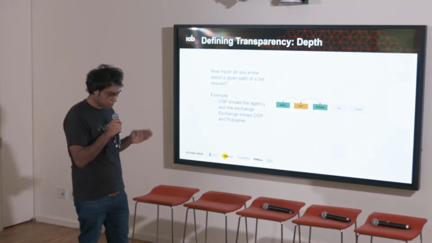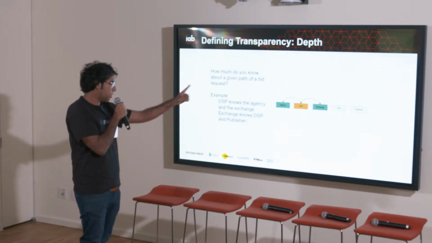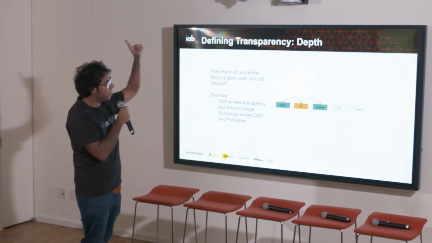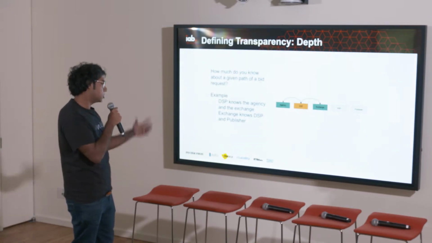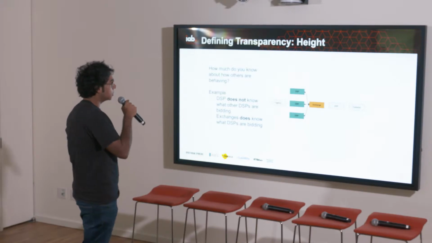For example, you usually only know about the person or company to your left or to your right. Here a DSP has a connection to the agency and has a connection to the exchange. That's the transparency depth, pretty straightforward. Next slide.